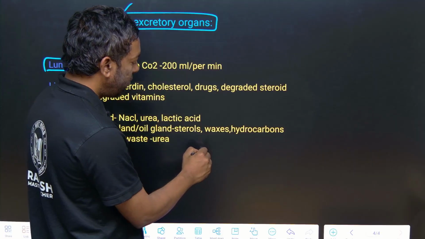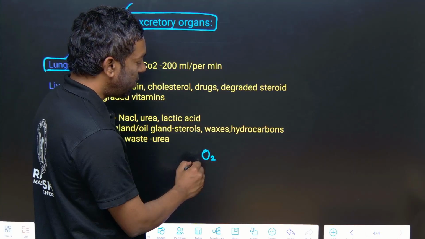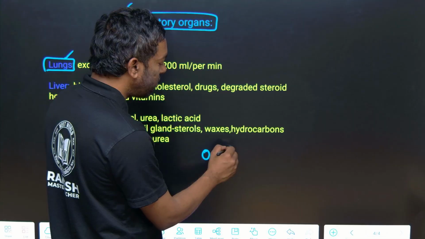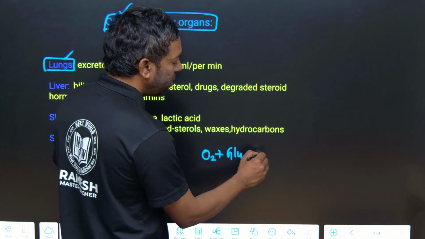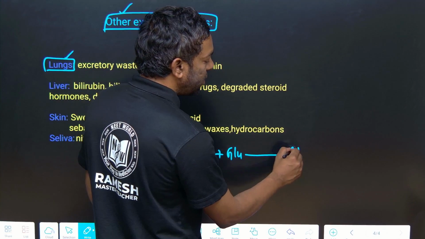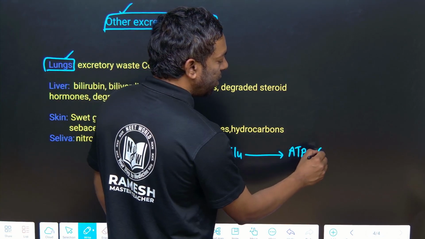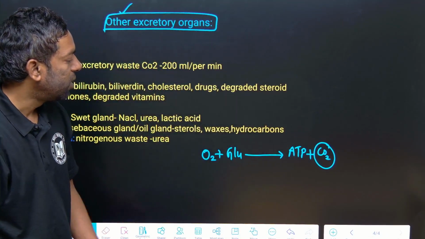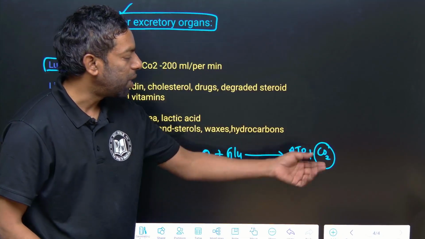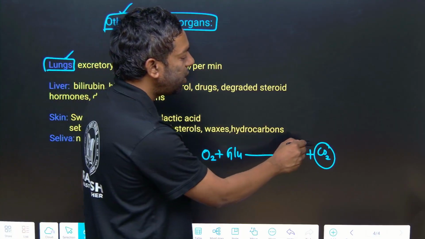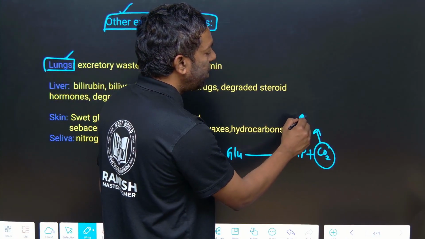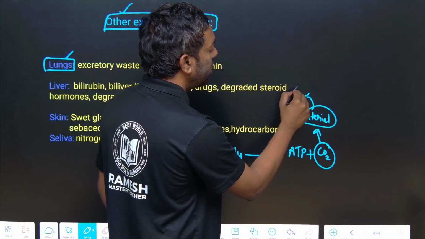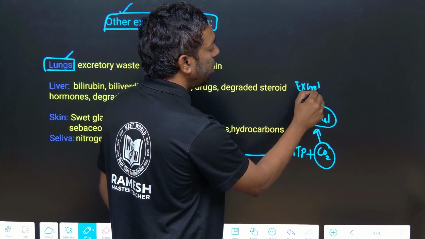They release oxygen. Oxygen is useful for the metabolic reaction, which is glucose breakdown to produce energy, ATP, and the byproduct is CO2. CO2 is the excretory product.